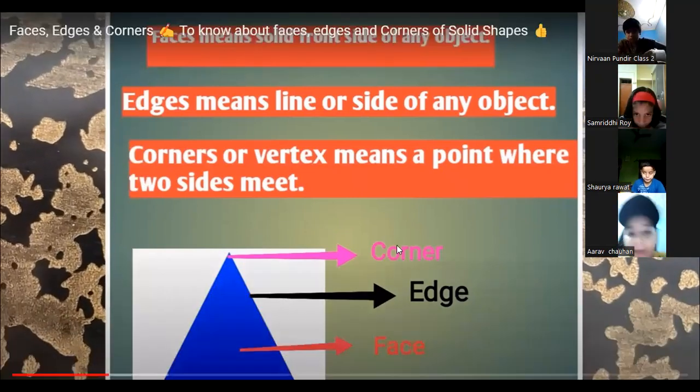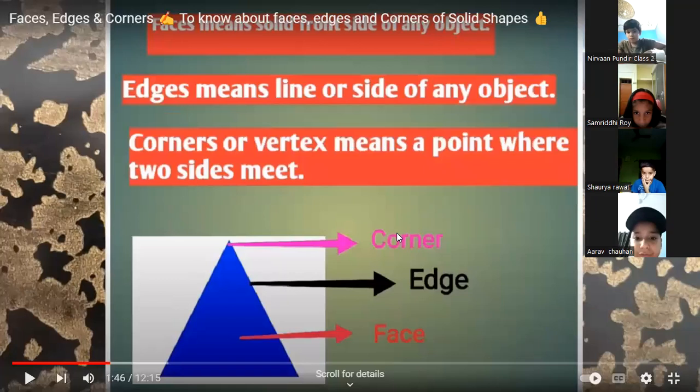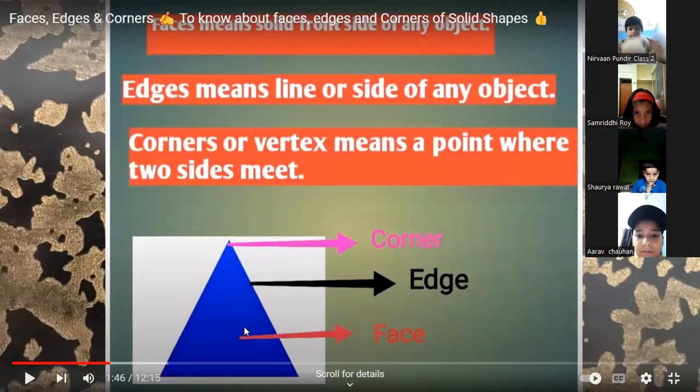Okay, so Arav, you were saying vertex. So, vertex and corners are same. All right? Vertex and corners are same. So, a triangle has... This is a triangle you can see here. So, a triangle has three corners or we can say vertices, three sides. All right?